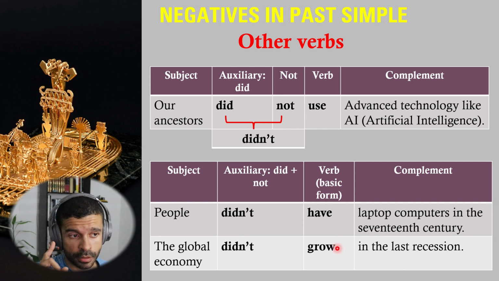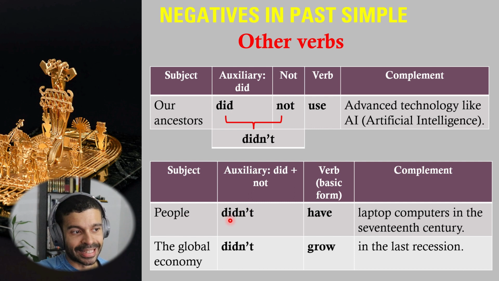Notice here, this is also quite important. The verb is actually in the basic form. That's why I wrote it here. Have is a verb that is not in past. Grow is a verb that is not in past. Why is that? Because the auxiliary is already in past. One of the functions of the auxiliary did is to mark the tense, in this case past.